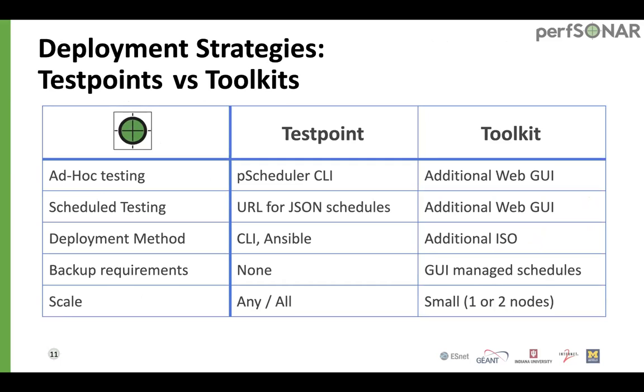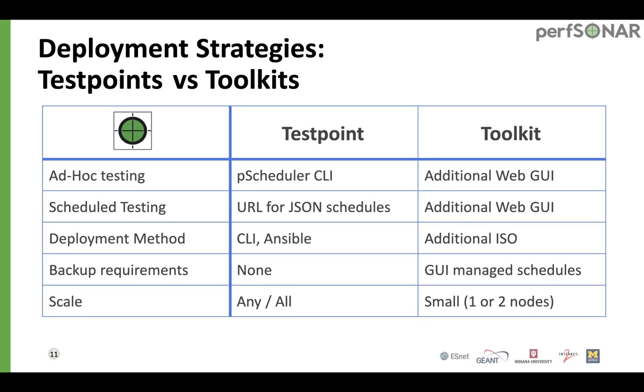The toolkit is for smaller installations, just one or two nodes, but it has a little extra interface on top of it. It has a web graphical user interface. You can use that for ad hoc testing in order to tell it to run a test in real time. You can use the web GUI to do some limited scheduled testing. And instead of having to deploy with Ansible, you can just install the ISO. So the toolkit is really a standalone, one node perfSONAR experiment. You can use that to get yourself up and running and experiment with it.